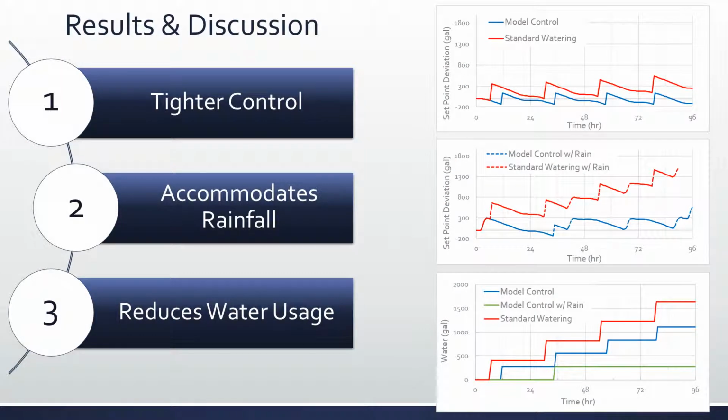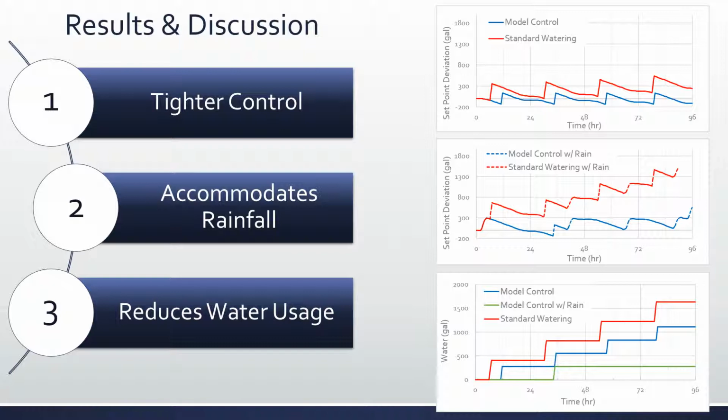The first is that the controller is able to reduce the amount of deviation in the soil moisture levels, and that's shown with the first graph at the top. The red line represents normal watering practices, and the blue line is our controller. And this accounts for any changes in ambient conditions such as air temperature and wind speed. The deviation is especially influenced by the amount of rainfall, as can be seen in the second graph.